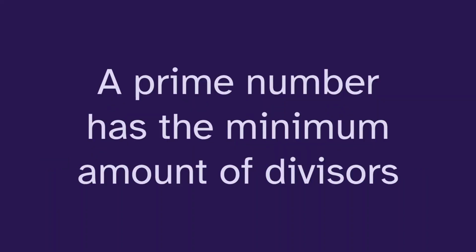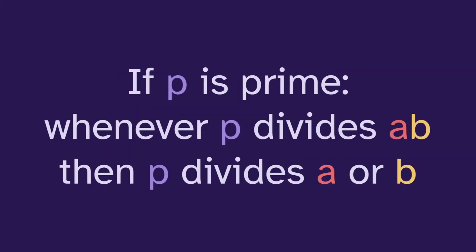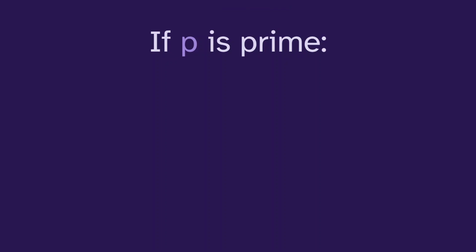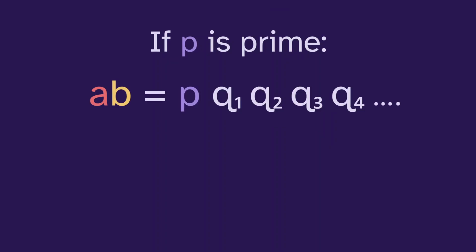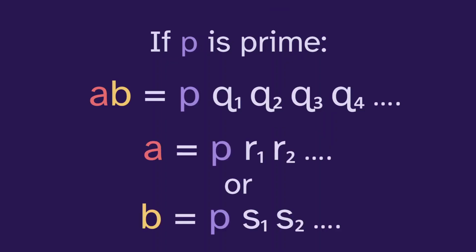We said a prime number has the minimum amount of divisors, but this gave us some primes that didn't really work that well. In my previous video, I introduced an alternative definition. If P is prime, whenever P divides AB, then P divides A or B. Let's think about this definition for the natural numbers. If P is prime and P divides AB, then P will appear in the unique factorization of AB, which means that P has to appear in either the unique factorization of A or B, so it'll divide A or B.